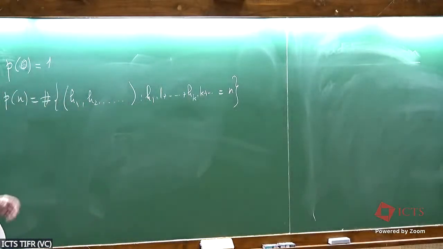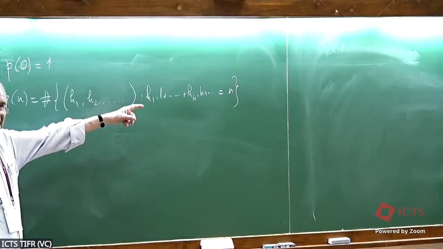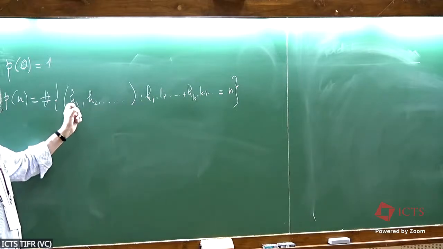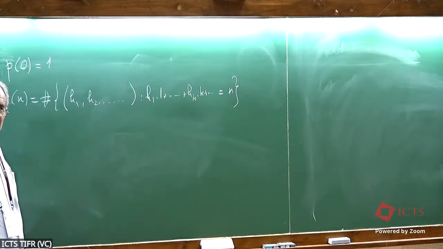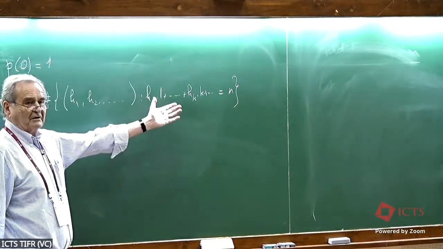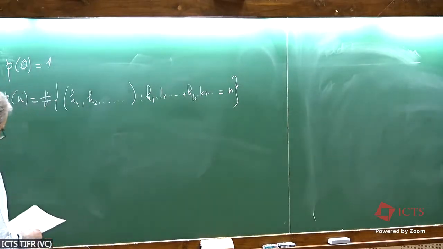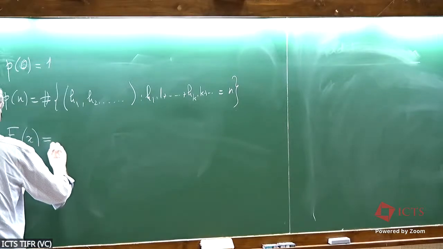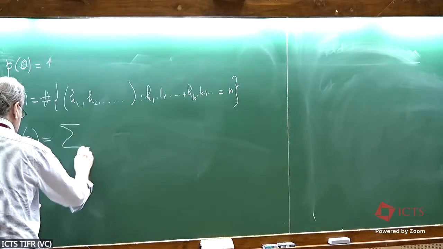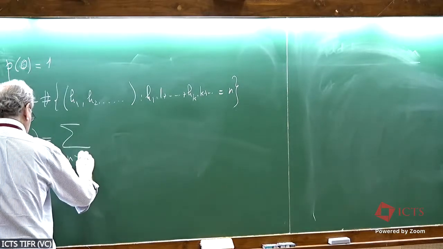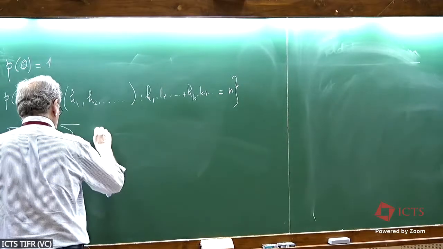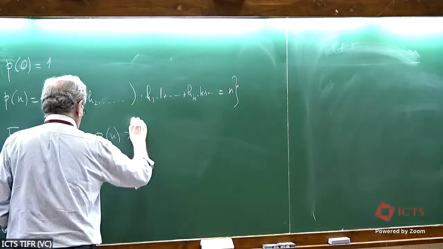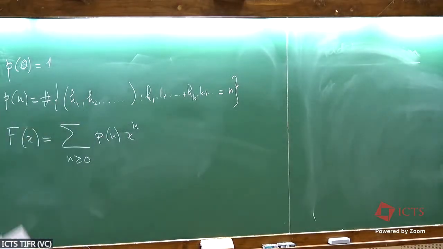And indeed, if n is equal to 0, you have one possibility, which is 0, 0, 0, 0. And if you don't put 0, then you are in trouble if you don't accept 0. So it's fine. And again, you have the generating function, f of x, which is the sum over n positive of p of n x^n. Additive problem, and so this is fine.